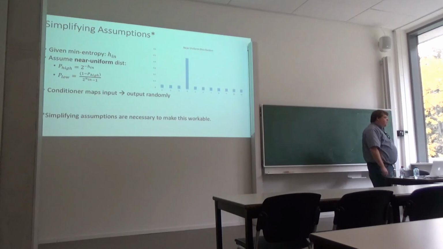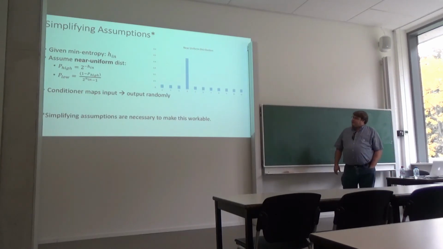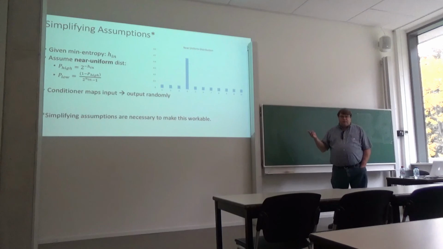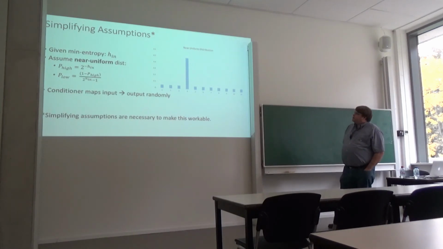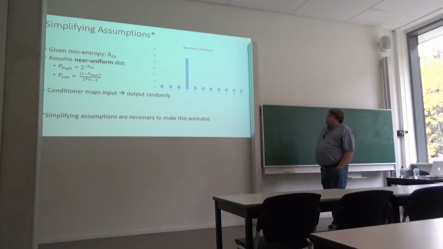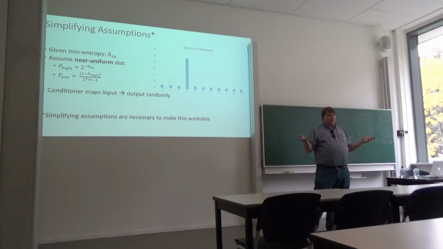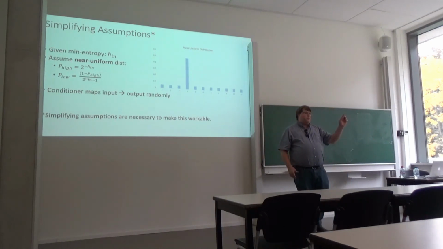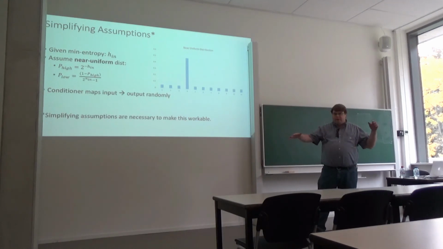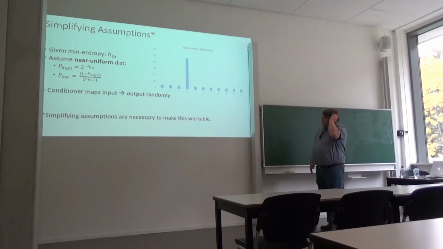So to do this formula, we needed to make some simplifying assumptions. There's no way to get around making some simplifying assumptions if you want to solve this problem for practical sizes. So given the min entropy, h sub n, we're going to assume what's called a near uniform distribution. Near uniform distribution means there is one high probability value and everything else is low. So exactly like the example I gave you before with Shannon Entropy, right? There's one high probability value and everything else is equal. It's very low probability.